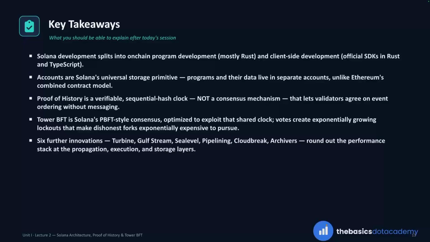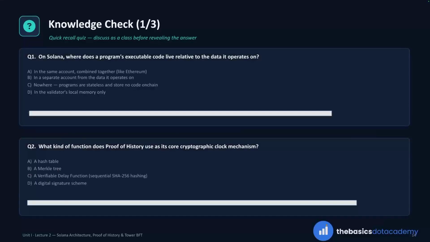Then at last, we have looked into 6 further innovations, which include Turbine, Gulfstream, Sealevel, pipelining, Cloudbreak, and Archivers. So these round out the performance stack at the propagation, execution, and storage layers.